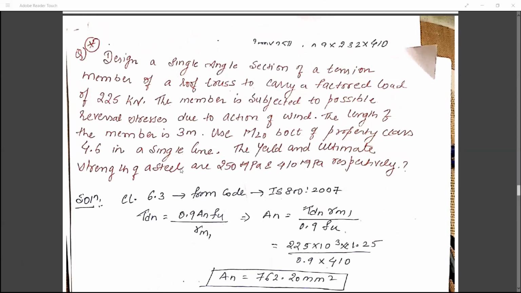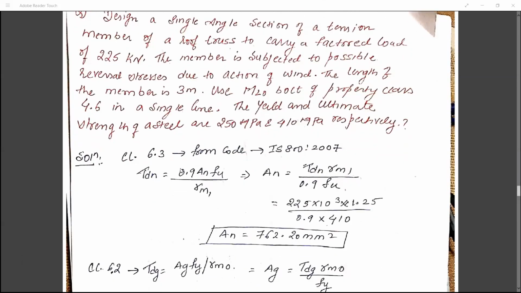So, design a single angle section of a tension member of a roof truss to carry a factored load of 225 kilonewton. The member is subjected to possible reversal of stresses due to action of wind. The length of the member is 3 meter. Use M20 bolt of property class 4.6 in a single lane.